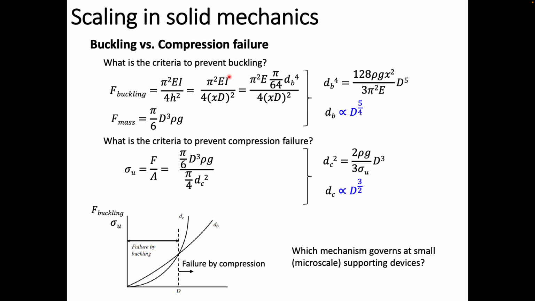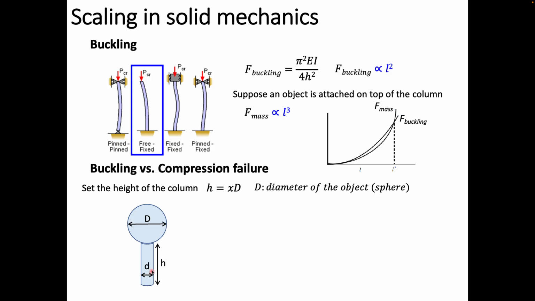And I'm including the moment of inertia I as well, which is essentially pi over 64 d to the power of 4 for a circular rod. And this is the downward force, the weight of the sphere. If you equate these two, you get an expression for d, where the small d is the diameter of this rod.